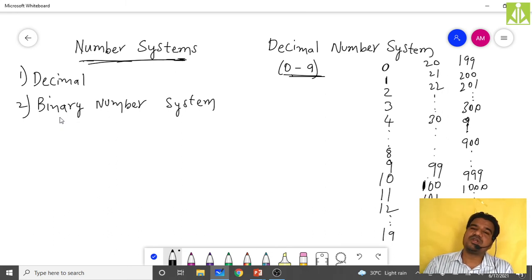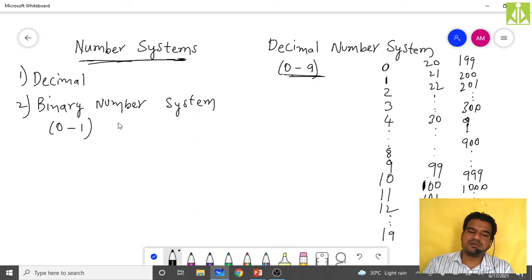Okay, to represent all the numbers, we are going to have only 2 digits, that is 0 and 1. That's it. No other digit is used in order to represent the count in binary number system. So now, how is it possible to show all the numbers using only these two digits, 0 and 1? Okay, that we will understand over here.